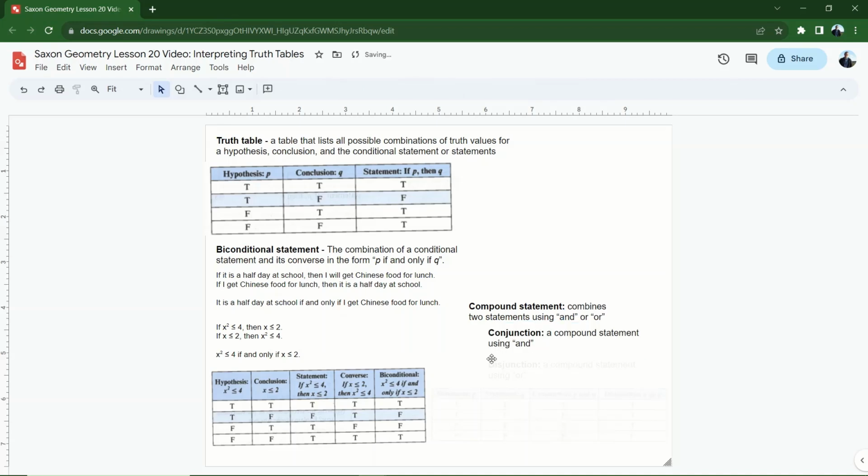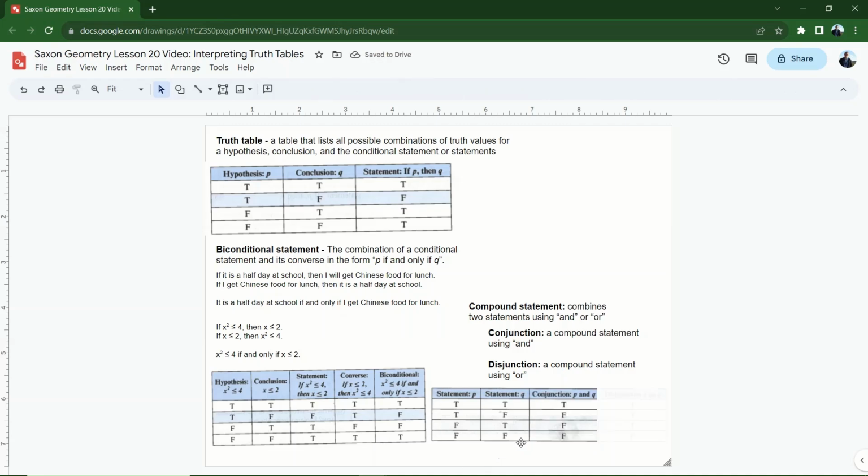So a conjunction is a compound statement that uses and. A disjunction is a compound statement that uses or. And notice that the truth table for conjunctions and disjunctions starts off exactly the same as the truth tables for hypothesis and conclusion in conditional statements, okay? Because I can only have four different combinations of true and false: true, true, true, false, false, true, false, false.